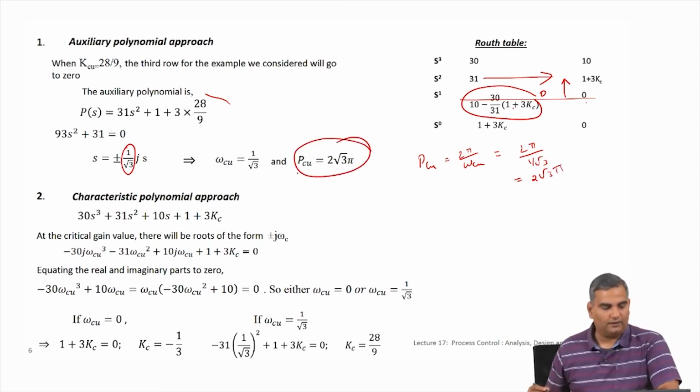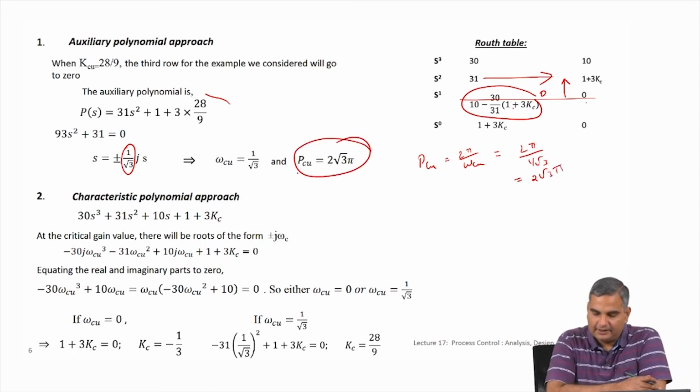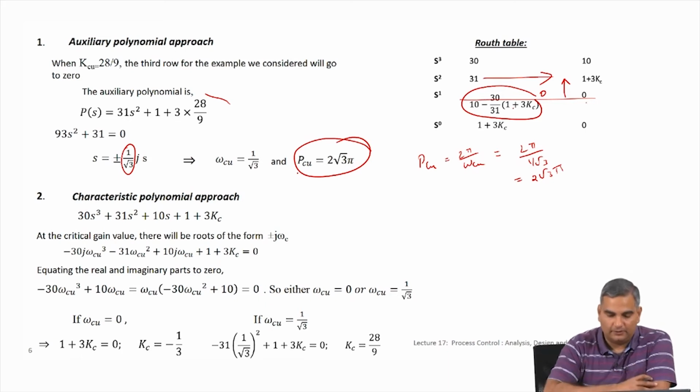So, this is one way of computing the imaginary solution that will result when I have a gain such that one row has become 0 here. So, this is a very simple way of doing this.